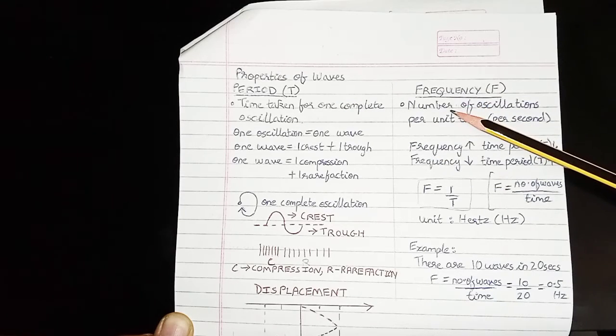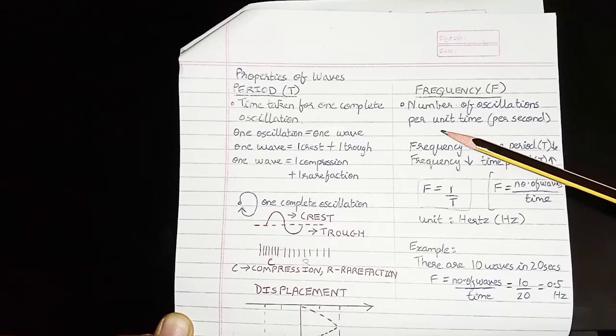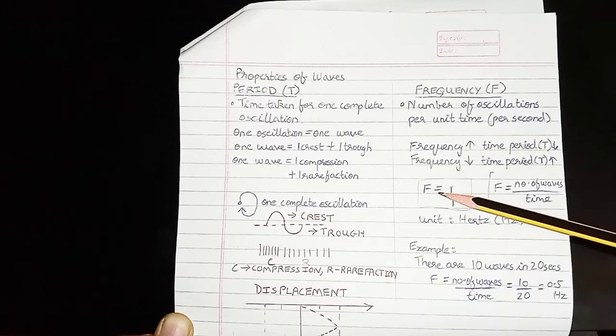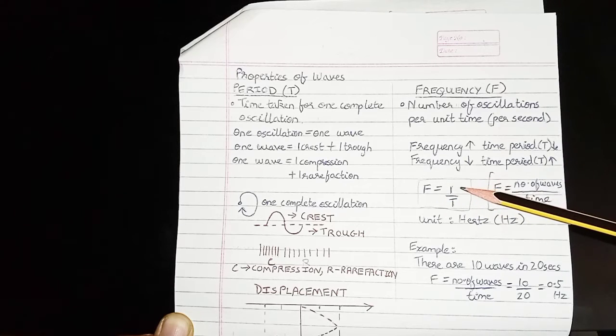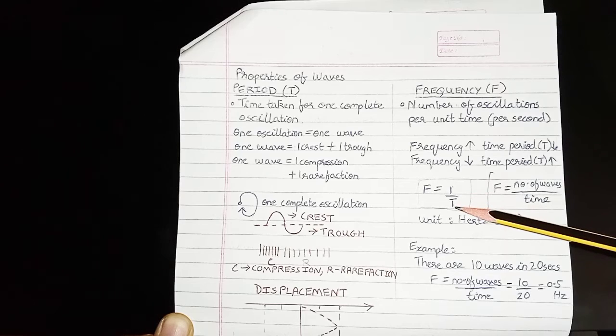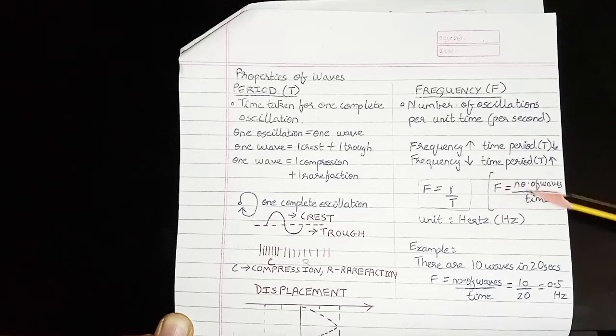Now we will come to the fourth property. What is frequency? This is the fourth property of the wave. Frequency is the number of oscillations per unit time. Frequency is denoted by capital F. It is the number of waves divided by the time. So F is the number of waves divided by time.